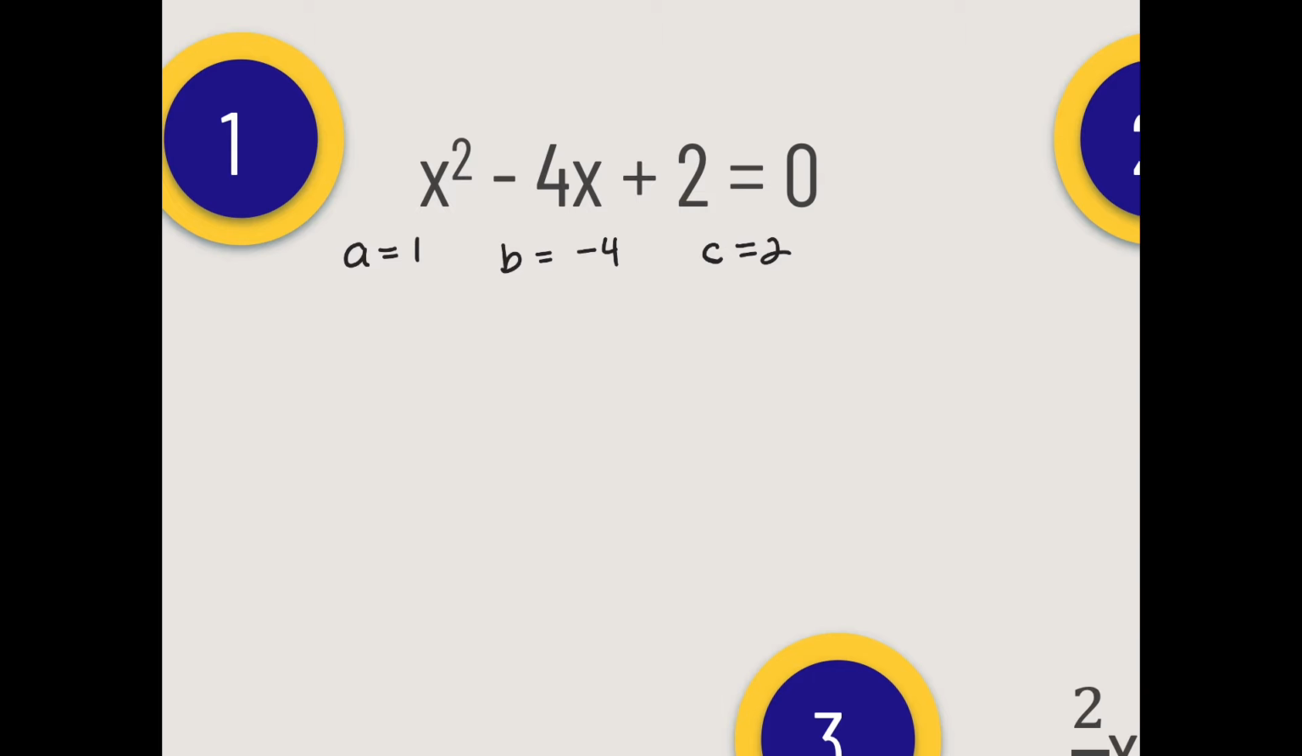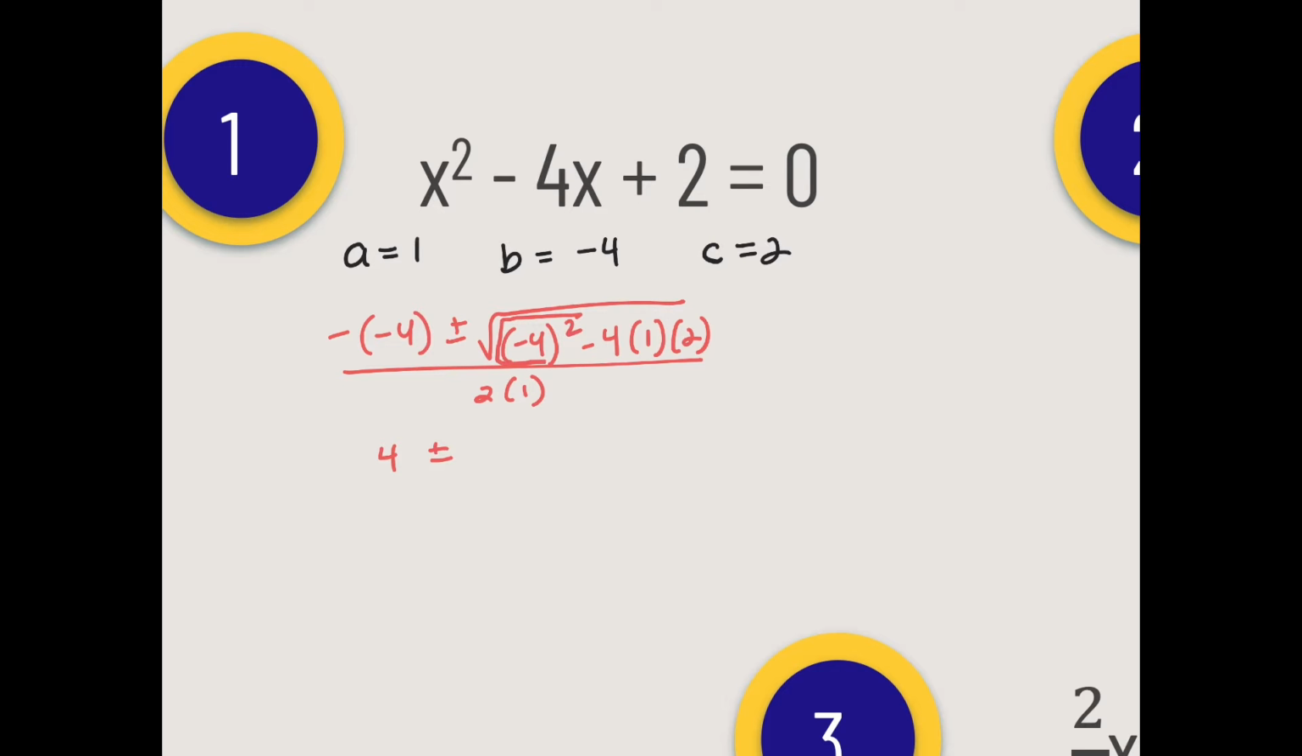Then I put that into the equation. That would be negative b, which is 4, plus and minus the square root of b, which is negative 4, squared, minus 4 times a, which is 1, times c, which is 2, all over 2 times 1. Now the minus of negative 4 becomes positive 4. And then we're going to do the squared, because order of operations says exponent. The negative 4 squared would be 16.